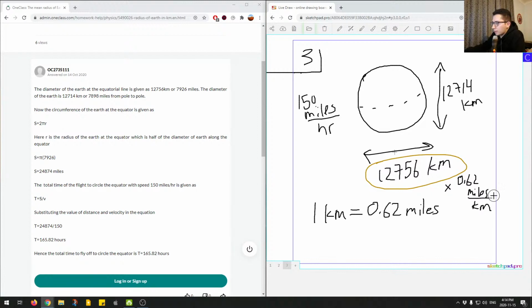So we want the rate that puts the miles in the numerator and the kilometers in the denominator. And we know this will cancel out with this because kilometers is in the denominator, and we can see that these two cancel out, and we are left with miles. So really all we have to do is take this number, multiply by 0.62. Let's plug that into our calculator.